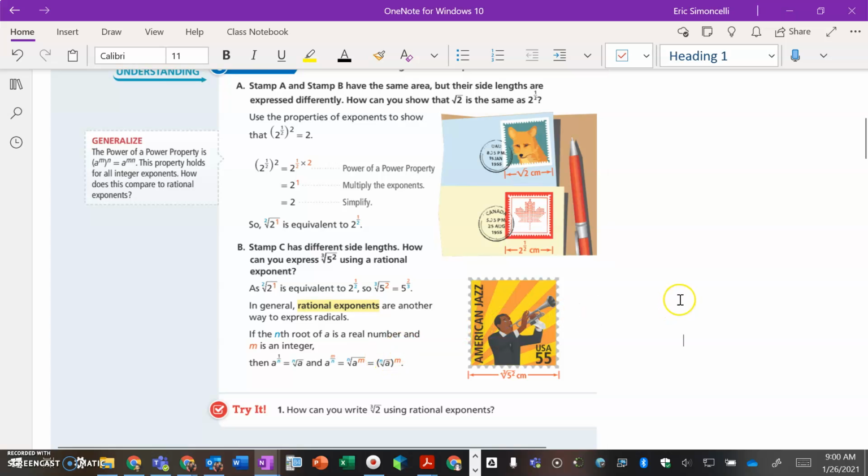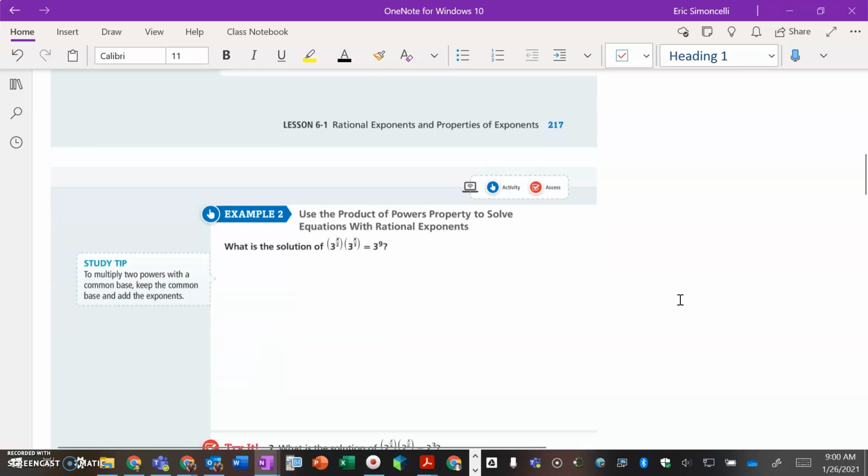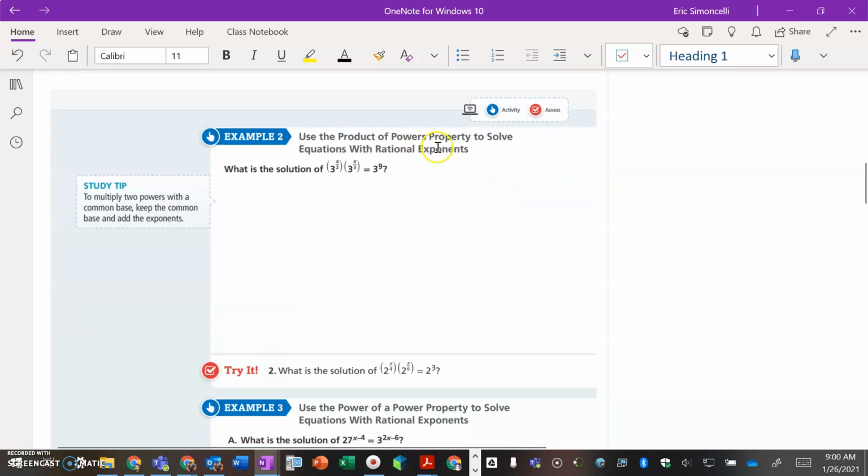Okay, so let's move on. Example 2. Use the product of powers property to solve equations with rational exponents.